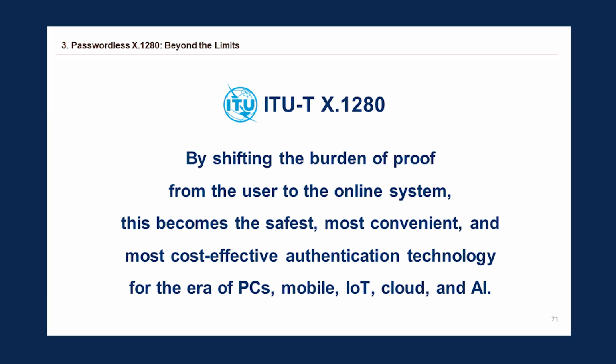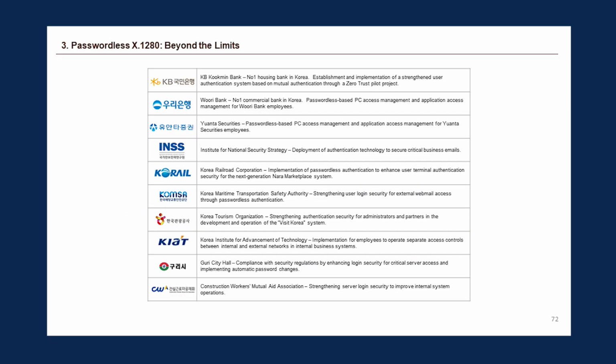So in summary, X.1280 starts from shifting the burden of proof from the user to the relying system. By doing so, we can make the user log into any other application with safety, convenience and cost effectiveness. That's the benefit of ITU X.1280. This technology is already used in the number one and second largest banks in Korea, and not only that, government agencies and non-profit organizations use it for protecting customers and employees.